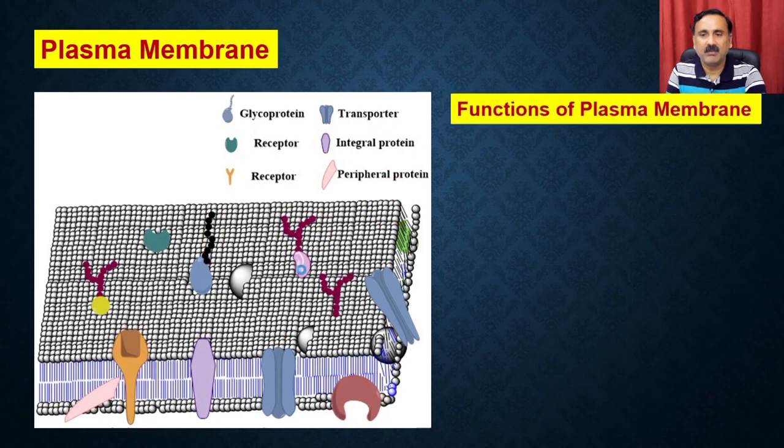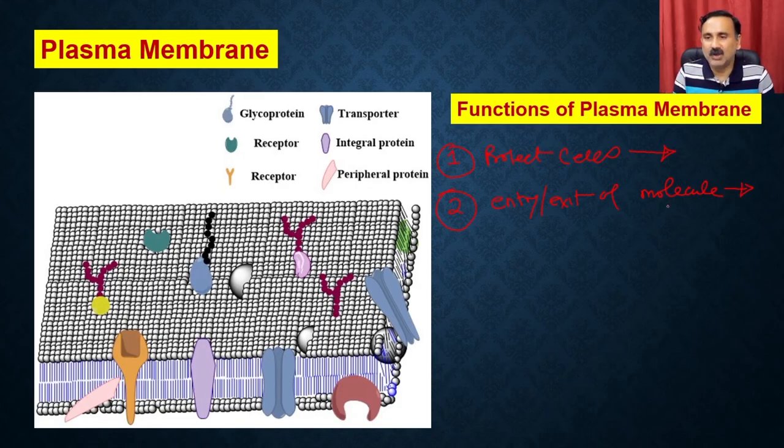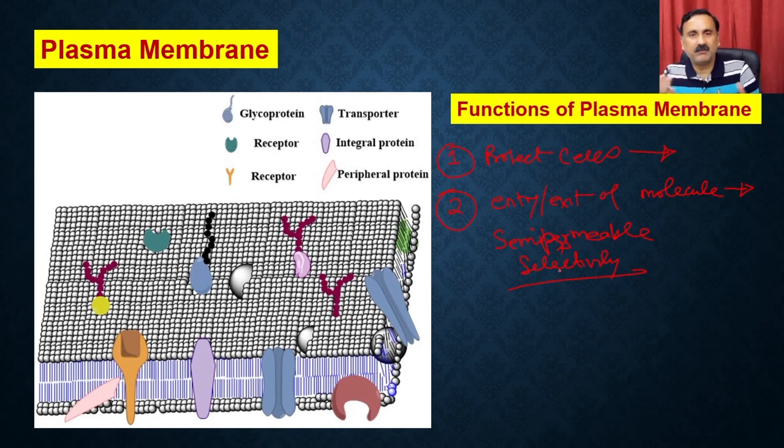Now, what is the function of the plasma membrane? The function of the plasma membrane is that it is going to protect the cells from external infections. Then number two, it is responsible for entry or exit of the molecules, right? So it is a part of the regulatory system, so that it will allow the entry and exit of molecules, because the plasma membrane is semi-permeable, so it will be selectively permeable, right? It has some mechanism so that it will be very selective. Whether it will allow some molecule to enter or not is going to be decided by the plasma membrane.